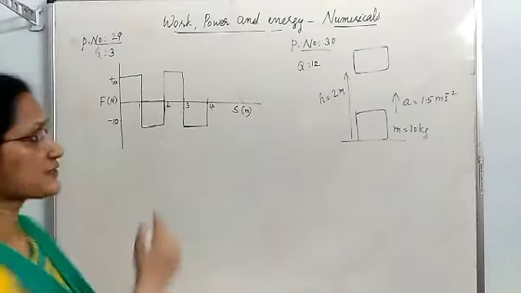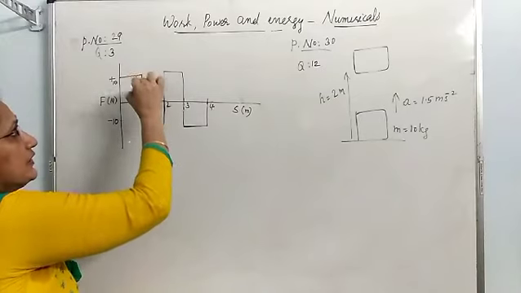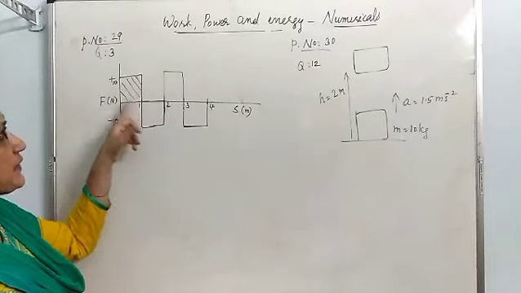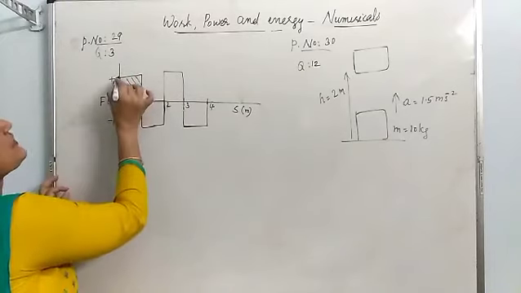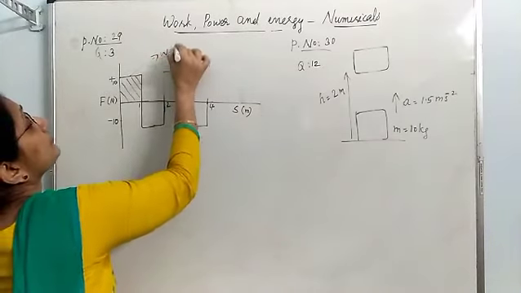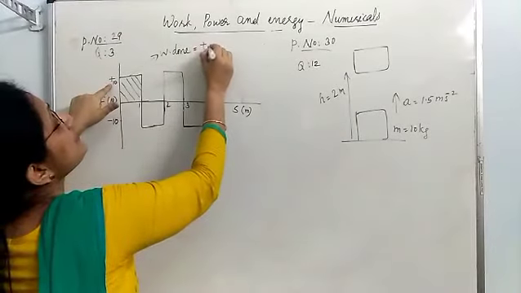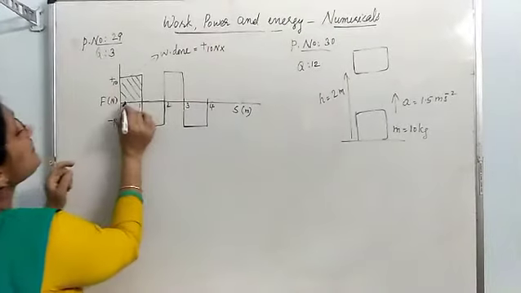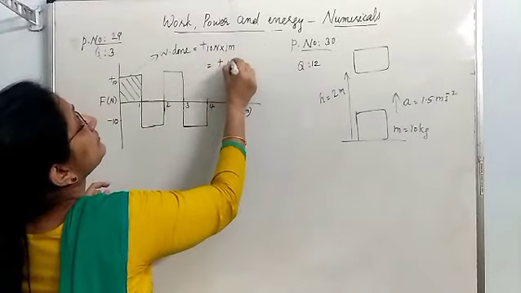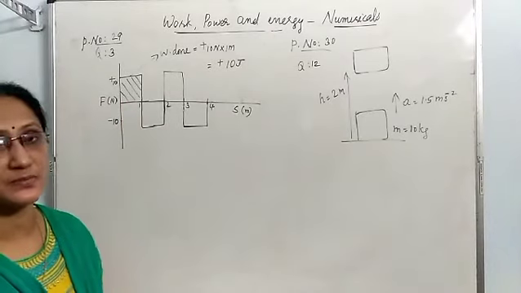During the first 1 meter displacement, work done means area under this graph. Means force into displacement. Work done is equal to force into displacement. Force is plus 10 Newton and displacement is 1 meter. That means 10 joule of work is done during this 1 meter displacement.